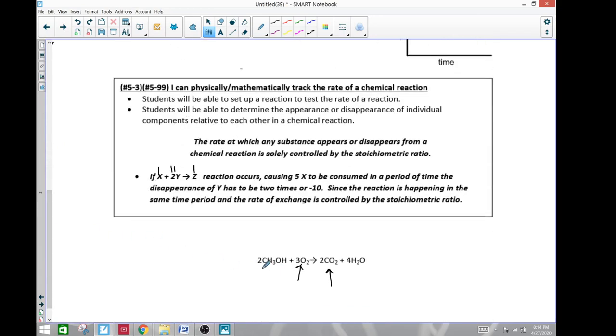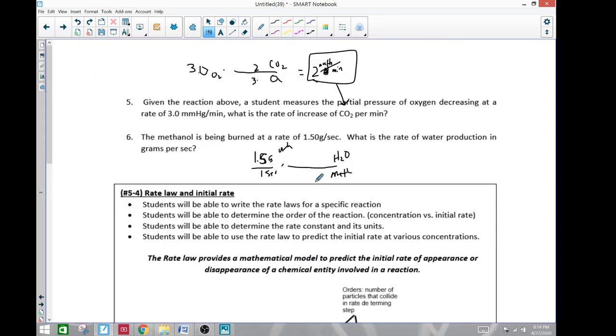Get rid of the 2 and go to 4. Okay, looks fine. 2 to 4 ratio. And for every 2 I consume, I produce 4. And this is just going to be double it. So 3.0 grams per second. There we go.